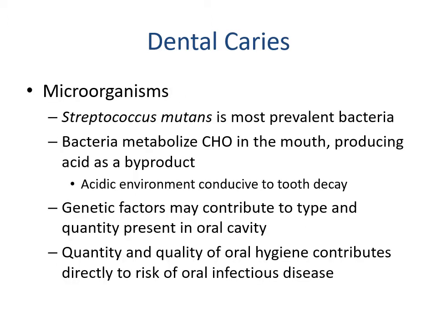Now again, this is actually from a bacteria, which then as a byproduct produces acid. In this case, we're looking at Streptococcus mutans, the most prevalent bacteria. What it does is what all bacteria do, which is metabolize carbohydrates, but they produce acid as a byproduct, right?